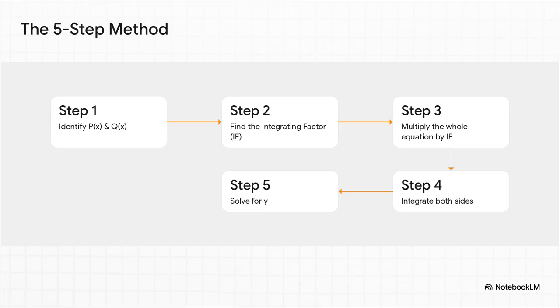Okay, here's the plan. Step 1. Get it in standard form. Find your p(x) and your q(x). Step 2. Find the integrating factor. Step 3. Multiply the whole equation by that IF. Step 4. Integrate both sides. And finally, Step 5. Just solve for y. That's it. That's our roadmap to the answer.